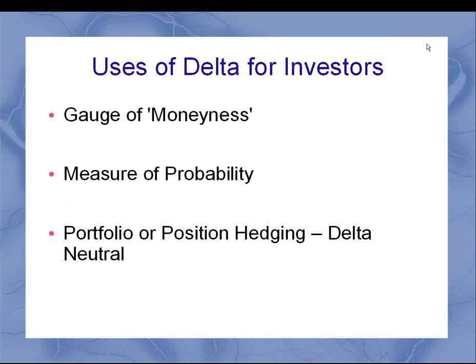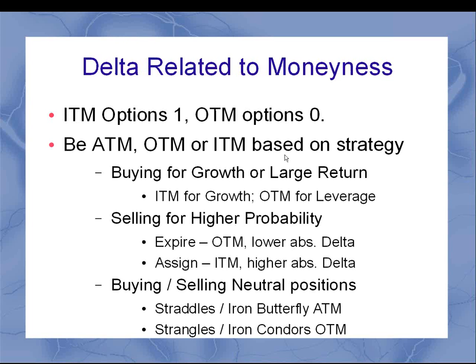All right, so the uses of delta for investors. Delta, remember, is the change in the option price related to a change in the stock price. The uses of the delta: a gauge of moneyness. How far in the money or out of the money are we? A lot of investors use this as a gauge of probability. What is the probability that the stock will stay above or below the option strike price? And of course, the main use for delta that a lot of investors use it for is portfolio or position hedging, when we talk about delta neutral strategies or portfolio delta neutral as well.